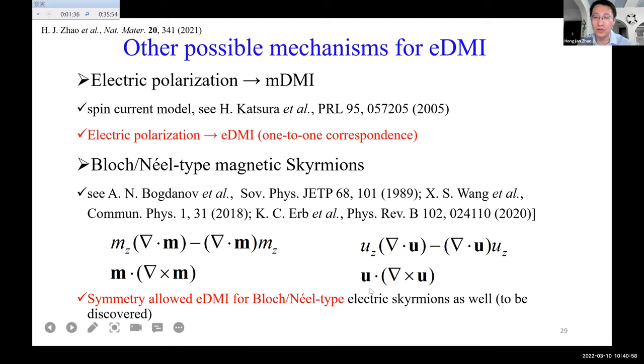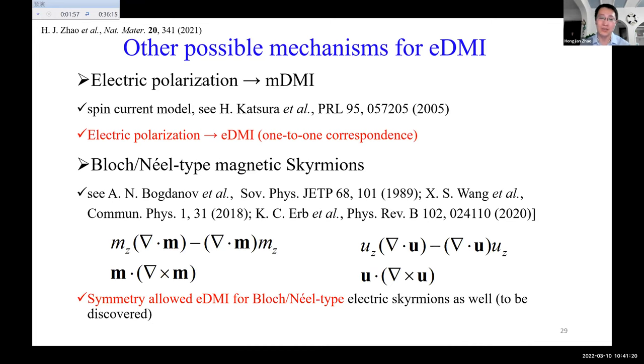By the way, this term is also mentioned in the work done by Professor Hlinka and his co-authors. Then, by symmetry argument, we see the electric polarization can give rise to electric DMI. These two couplings can also lead to some electric DMI.